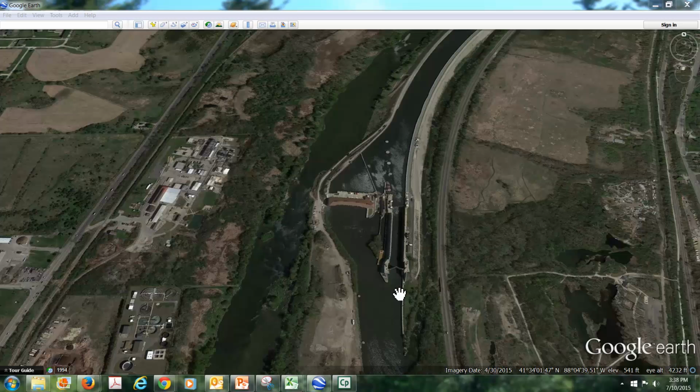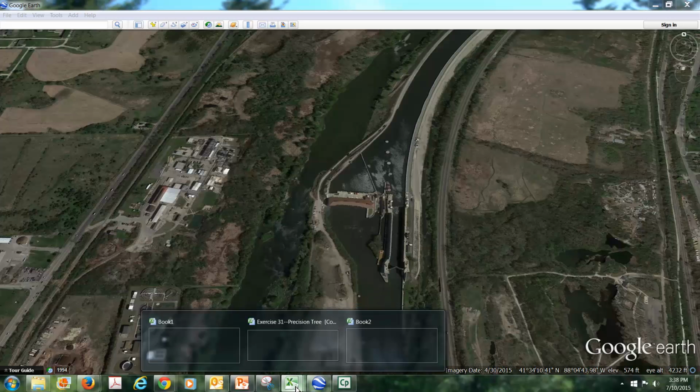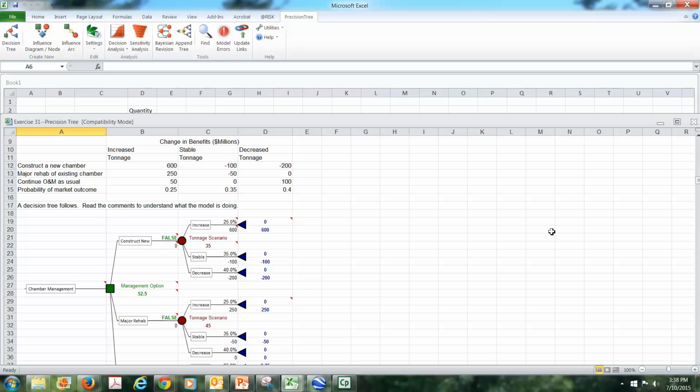for them. One option might be to construct a new chamber here. Maybe we could make a chamber that was wider or bigger that would accommodate a larger tow all at once. Or we could do a major rehabilitation to what's here, or we could just continue to operate it as it is now. So we're looking at a major expenditure, looking at what to do with this lock and dam structure here. And we're looking at 3 different decisions. So let's see what that might look like as a model.